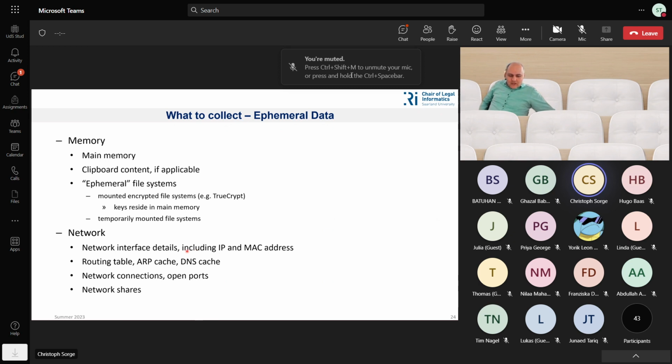Network interface details. For each network card, like a Wi-Fi card or wired Ethernet adapter, note down the IP and MAC addresses. I guess you all know what an IP address is. Does everyone know what a MAC address is? Okay, that's a stupid question, actually. How can you answer that? What is a MAC address? That's a more clever question, I guess.